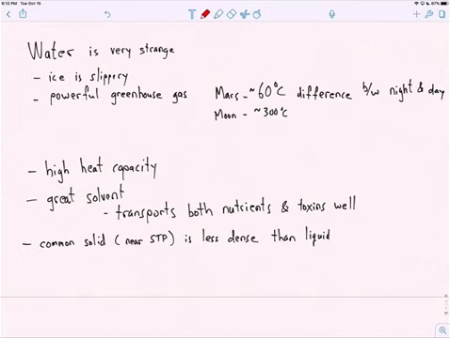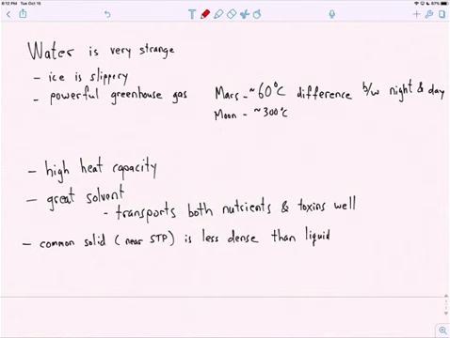But the Earth, its average temperature is about 15 degrees Celsius, and it has the day-night cycle, the temperature change. It depends on how much water vapor you have, and so that shows you how powerful a greenhouse gas water is.